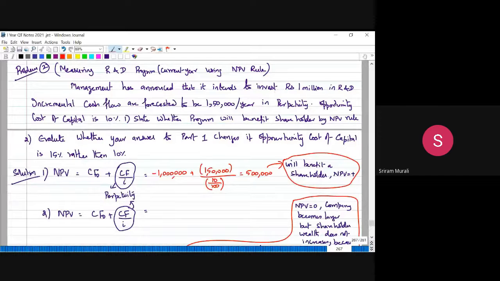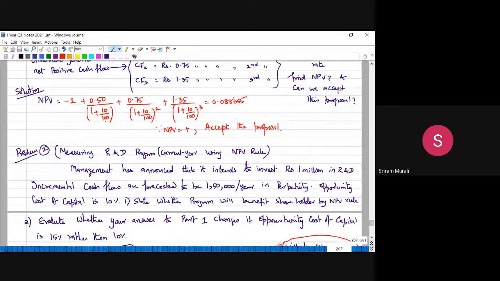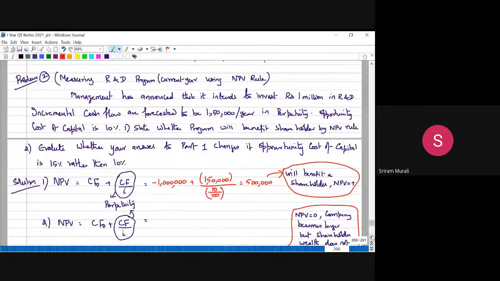In the second case, why did I take CF by I? Why did I take here 1 plus 10%? Do you understand the difference? Why is this 1 plus 10 by 100 the whole square, etc.? Why did I take it like this? Do you understand the difference?